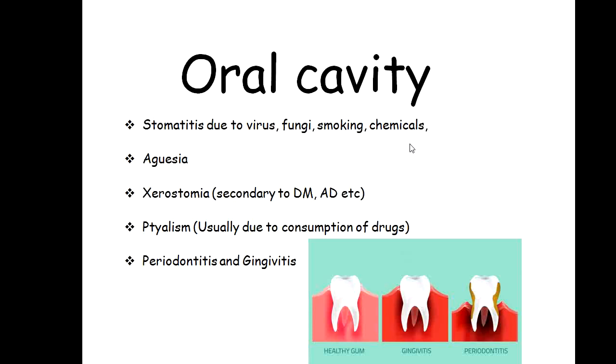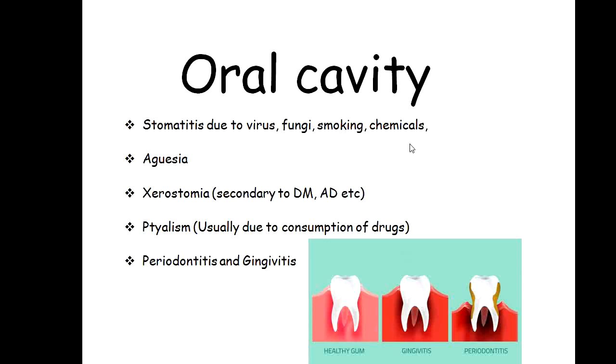The chemicals can also be there while chewing tobacco, or while taking any other nutritional components, or other components, or drugs, etc., which contain chemicals, which can cause irritation in the surface of this oral cavity. So that is what we call stomatitis. Stomatitis is just inflammation of the oral cavity. That may be a mouth ulcer, that may be an ulcer in the buccal area, or that may be just the inflammation.